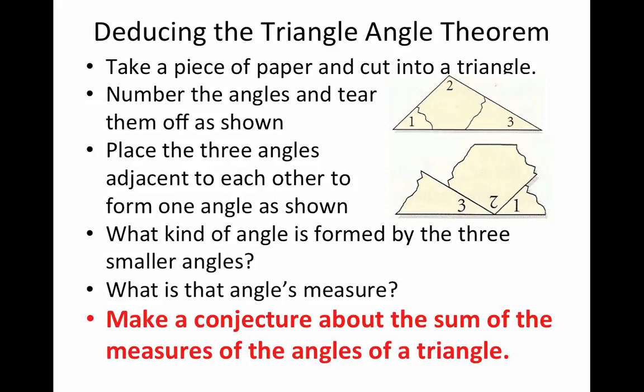And then you can make a conjecture about the sum of the measures of the angles of a triangle. You could make a conjecture that the angles of a triangle, of any triangle, always add up to 180 degrees. And you would be correct, as we will see right here.